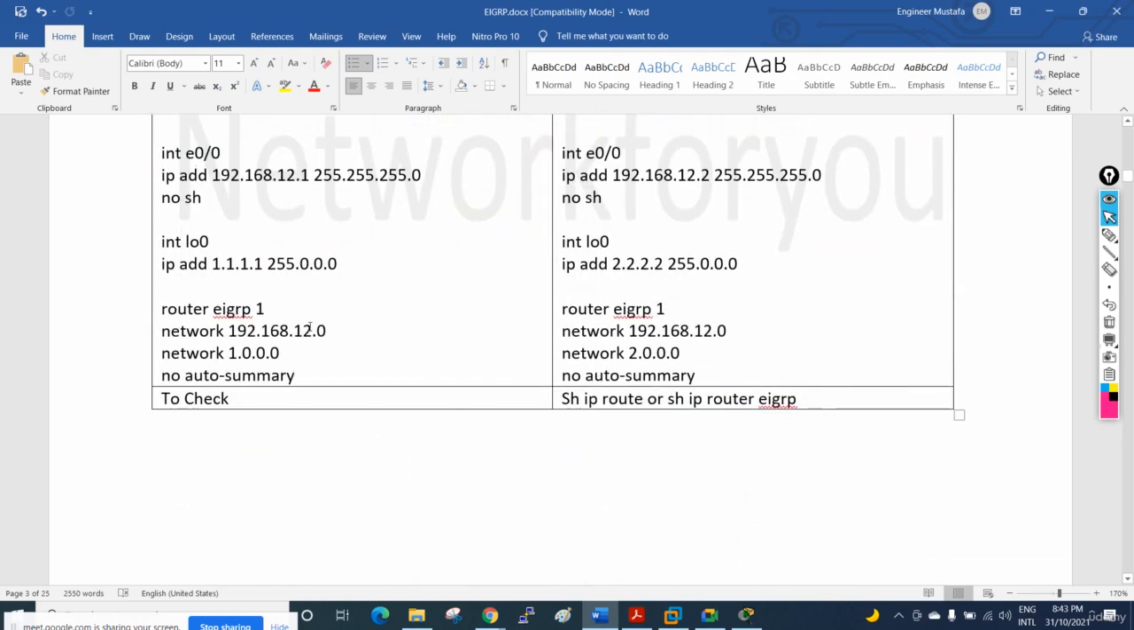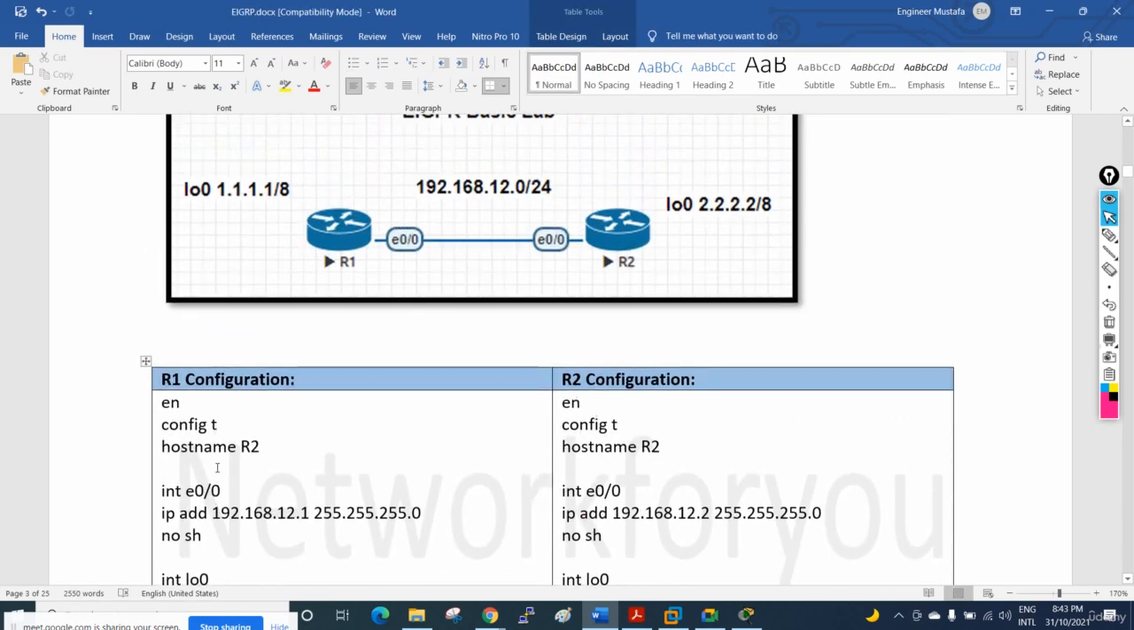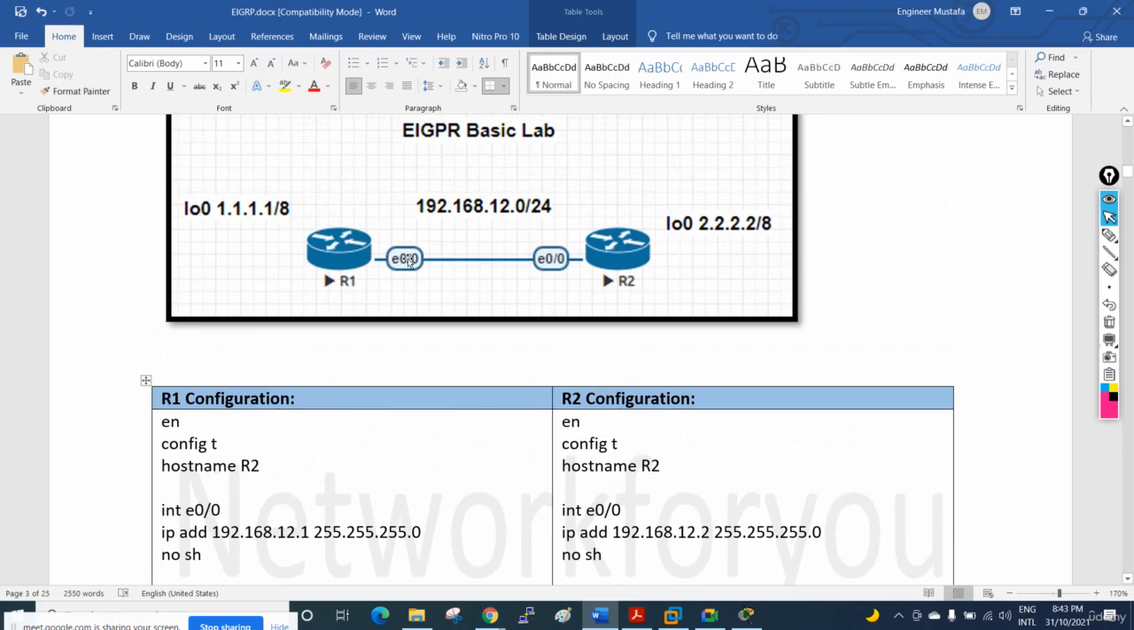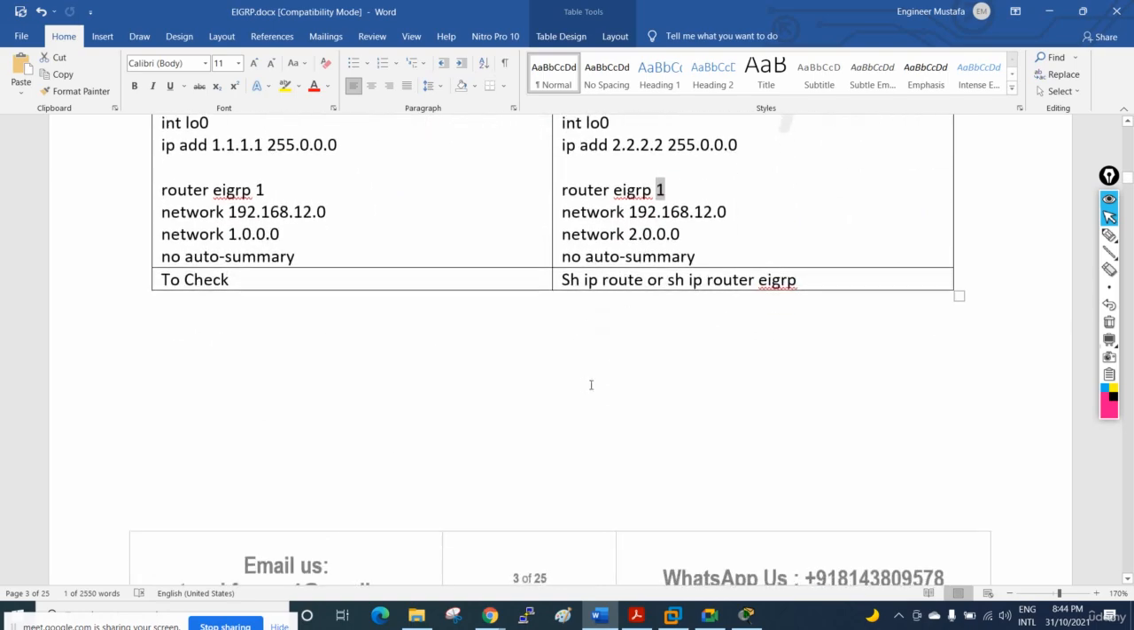Then we are going to run EIGRP. What is the command? This one: router EIGRP 1, then the network ID, whatever interface you want to advertise, that network ID you need to write. Here I have one interface, here one interface, so we will write those network IDs. Then no auto summary, same thing we will do, but you need to remember, if you are using 1 here as the AS number, here also 1. If you mismatch, it will not form the neighborship. After that, if you want to check the routes, we will write show ip route or show ip route eigrp, and with this we can check that.